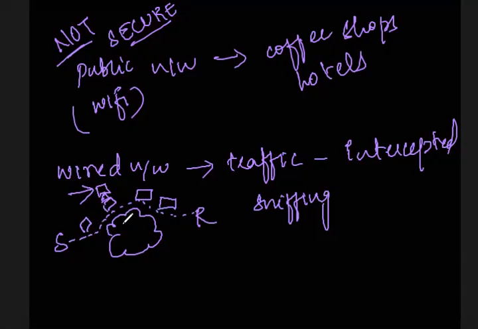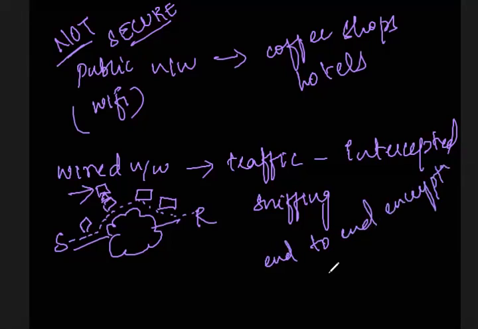So whenever you do not have a secure network, you should not access any personal information. You should transfer only when you have end-to-end encryption. Channels where you have end-to-end encryption are going to be secure channels.